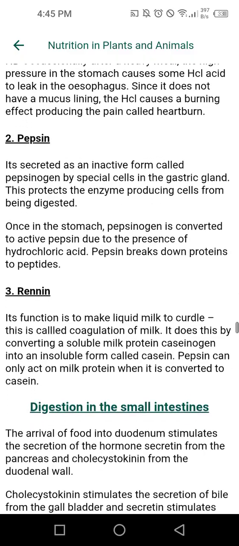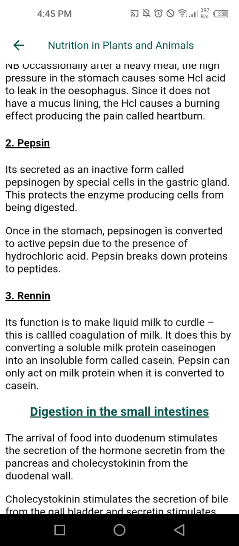3. Renin. Its function is to make liquid milk curdle. This is called coagulation of milk. It does this by converting a soluble milk protein caseinogen into an insoluble form called casein. Pepsin can only act on milk protein when it is converted to casein.